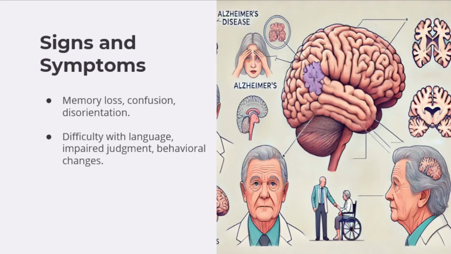So the signs and symptoms. Alzheimer's disease presents a range of signs and symptoms that progressively worsen over time. In the early stages, individuals may experience subtle memory lapses, such as forgetting recent events or conversations. This can often be mistaken for normal aging, and as the disease advances, these memory issues become more pronounced, leading to confusion and disorientation.